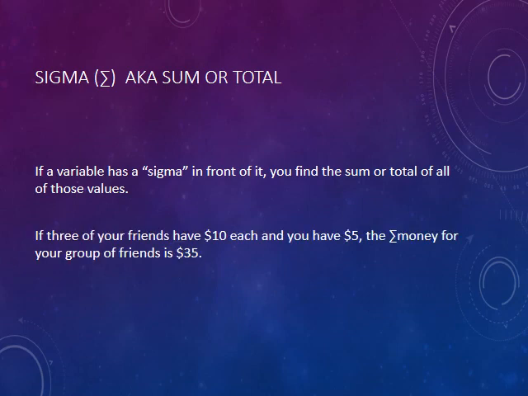If you have 3 friends and each of them has $10 and you have $5, you want to know how much sigma money you have. You just want to know the total money that you guys have all together. It's going to be $35.